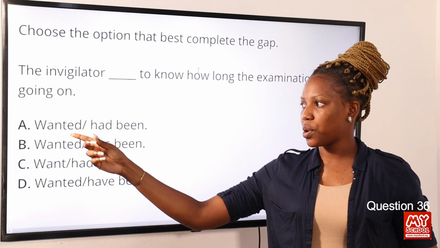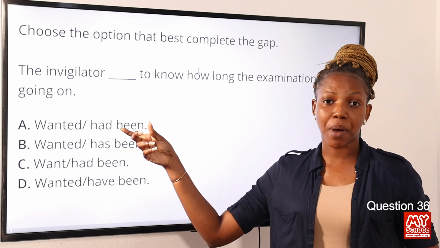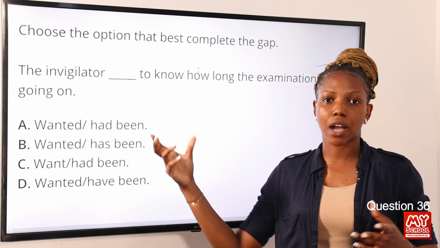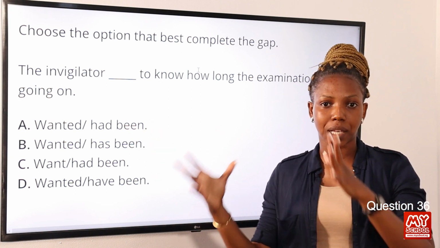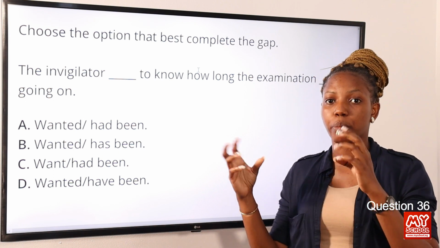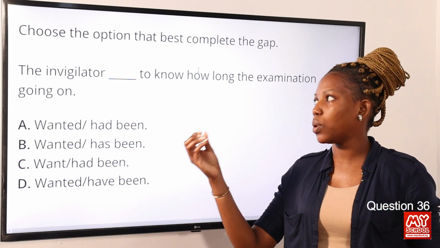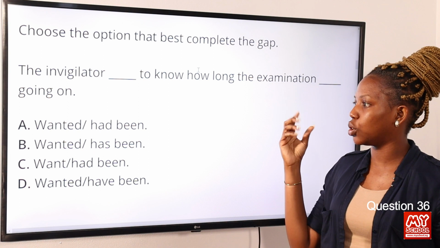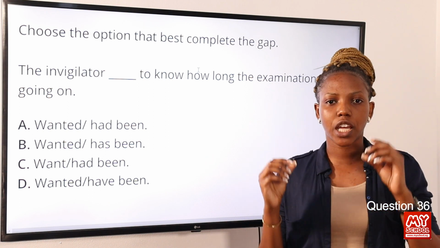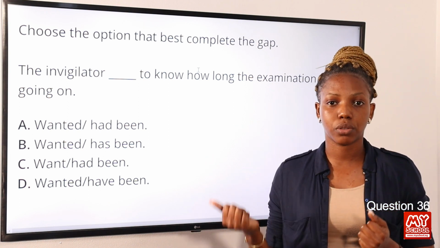But option A, we have past tense, we also have past participle. So they both agree because it's under the classification of the past tense. So the invigilator wanted to know how long the examination had been going on. So option A therefore is the correct answer to this question.